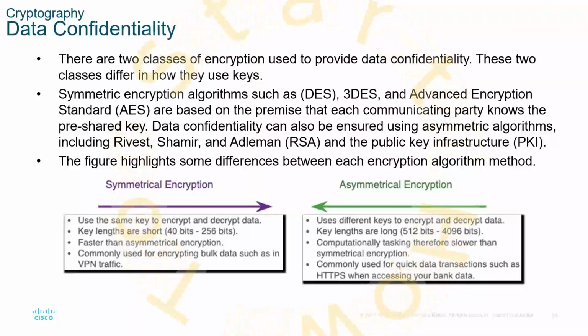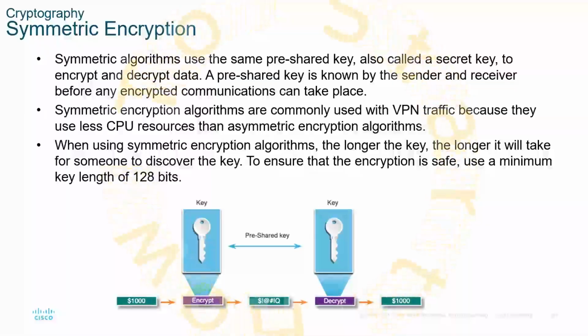Data confidentiality is a form of encryption, verifying that only those that are authorized to read the message can read the message. The 2 main forms of encryption are symmetric and asymmetric. Symmetric is the same key for encryption and decryption. Asymmetric is 1 key for encrypting, 1 key for decrypting. So again, same key for encrypting and decrypting. That's called a pre-shared key.